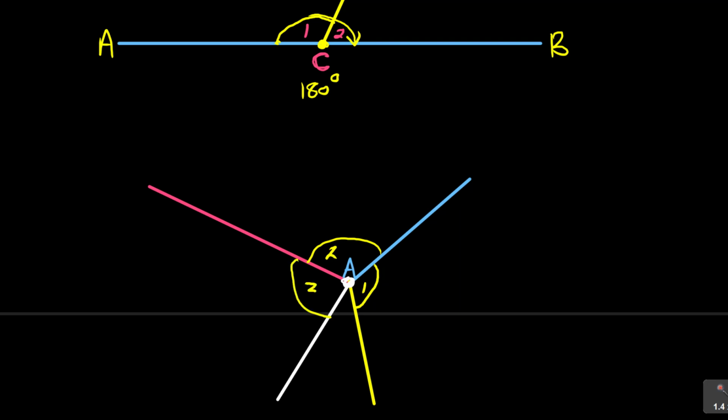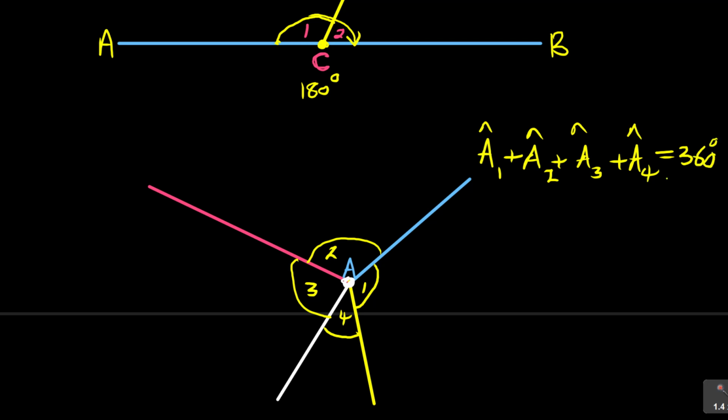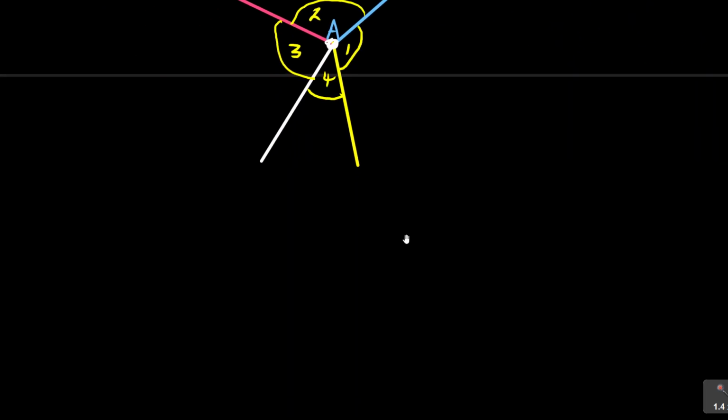You add that angle, let's call it 3, and you add that angle, let's call it 4. Meaning, if I say angle A1 plus A2 plus A3 plus A4. So what we call this, these are angles at a point. They must give you 360 degrees. Don't forget that. We call these the angles at a point. They must add up to what? They need to add up to 360 degrees.